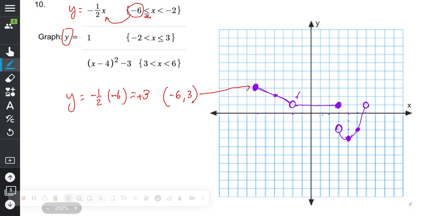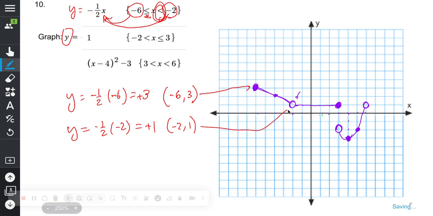If you want to make sure that your line stops in the right place, this is the other end of the domain restriction. Same thing. Take that and put it in here. Y equals -1/2 times -2, which is positive 1. So that point should exist. And because there's no equal bar under there, you're going to have an open circle there.